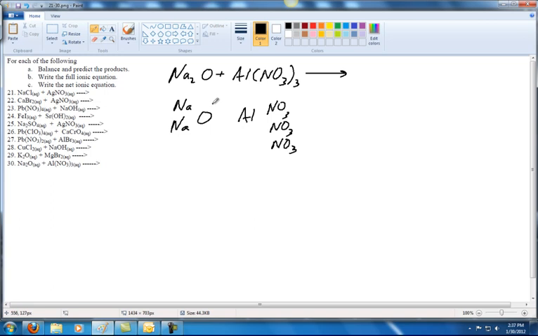For charges, we know O is 2 negative because it's in group 6. That's going to be 1 plus and 1 plus to make that balance out. So we've got 2 pluses and two minuses here. NO3 minus from the polyatomic ion sheet, and that's going to be 3 negative, which makes that 3 plus.